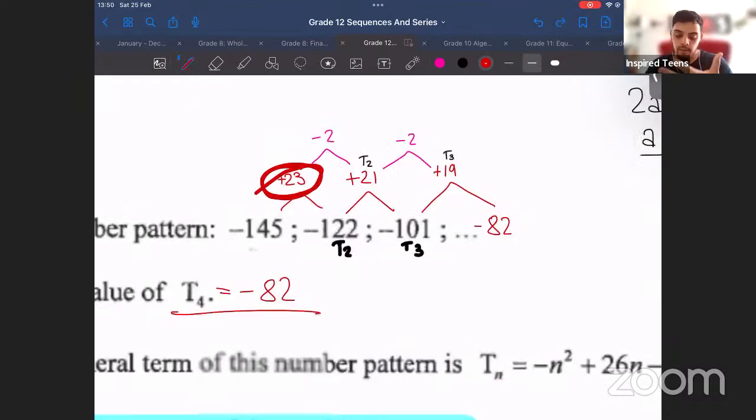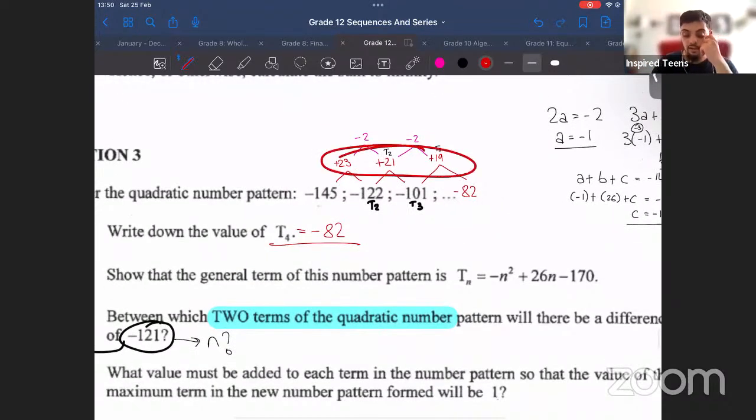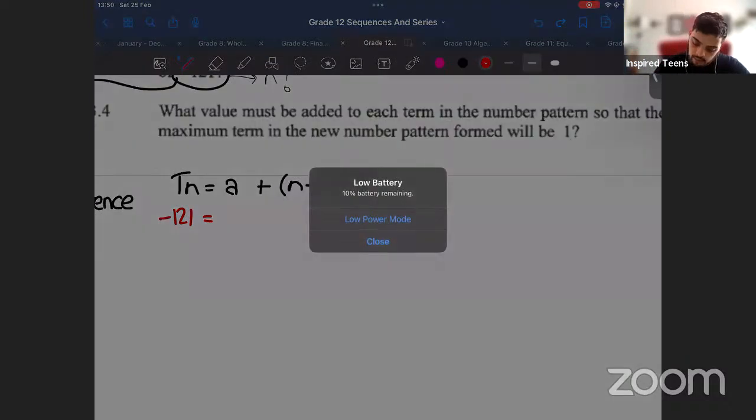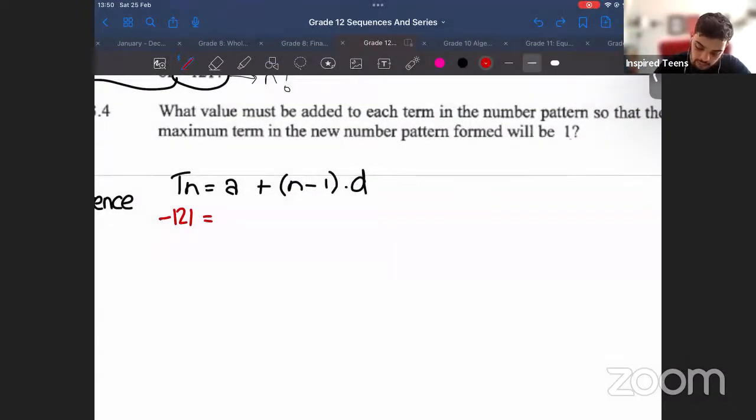Remember, we are calculating the first differences, which is arithmetic. So we are working with the first differences, and we're going to calculate the position of this first difference, so we know which difference in the quadratic it is between. I hope that makes sense. So 23, I think we said, plus n minus 1 times the difference, which is negative 2.